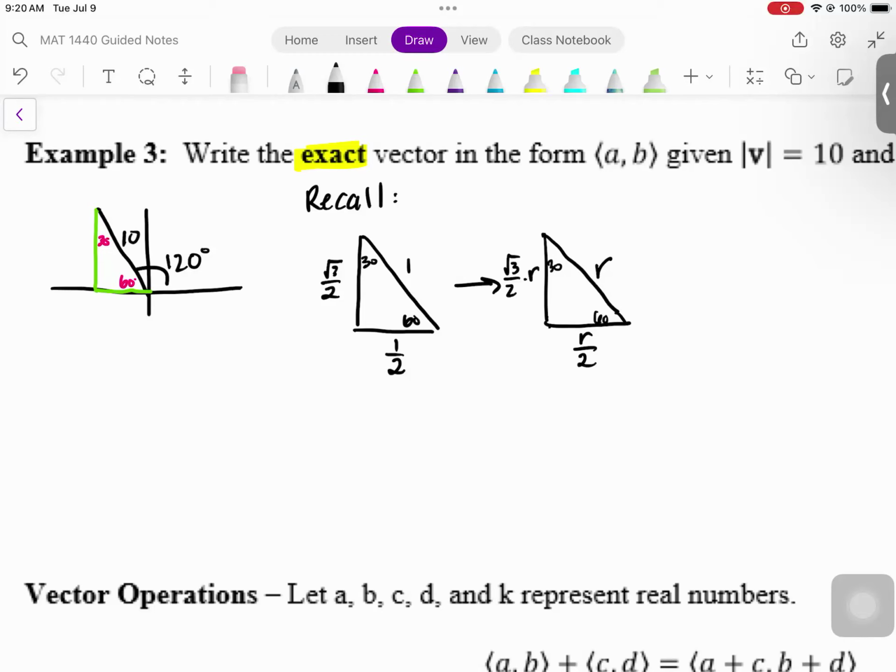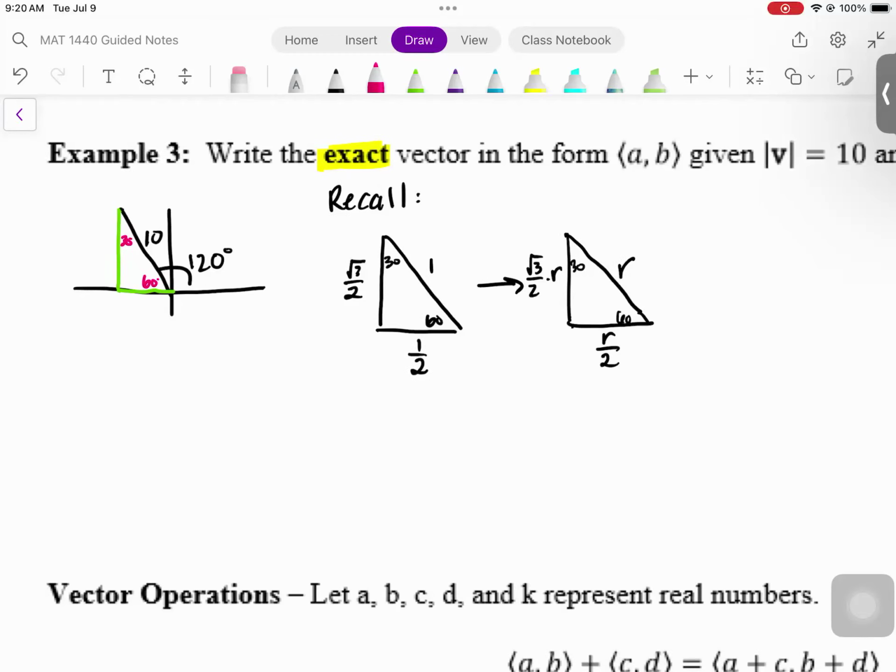So we're going to use this extension of our 30, 60, 90 triangle to figure out the side lengths when we have a radius of 10. So if our radius is 10, or the length of our vector is 10, the side opposite the 30-degree angle is going to be half that. So this is going to be 5. And the side opposite our 60-degree angle is going to be the square root of 3/2 times that length of the hypotenuse 10, which will then simplify to 5 times the square root of 3.